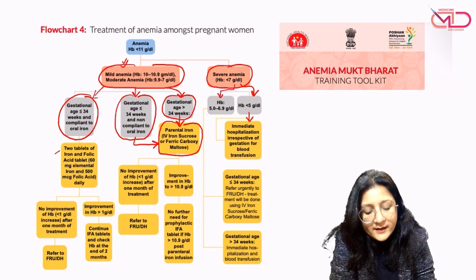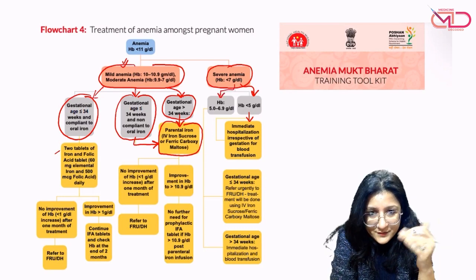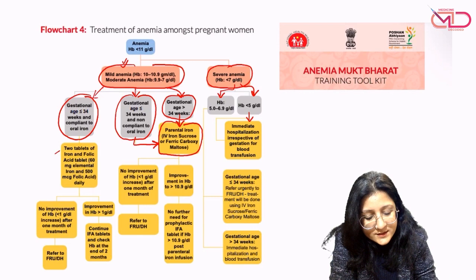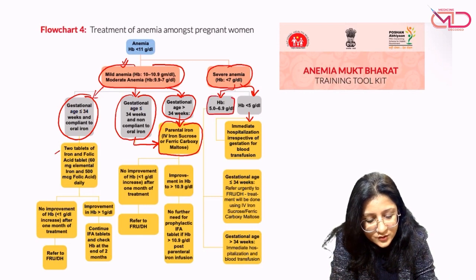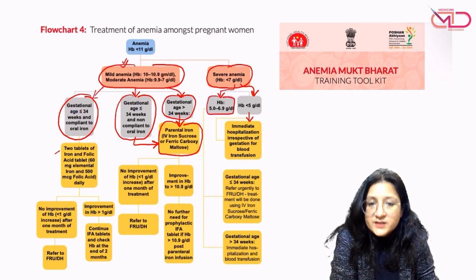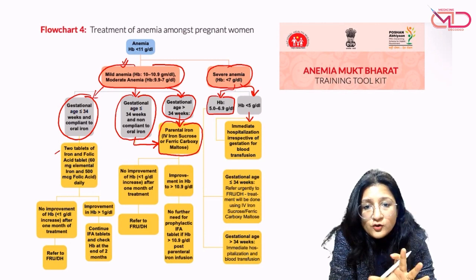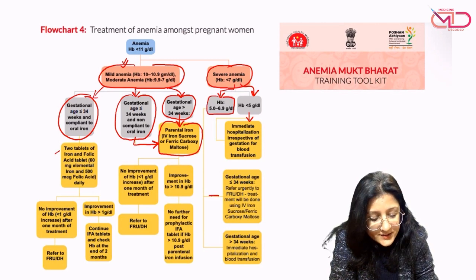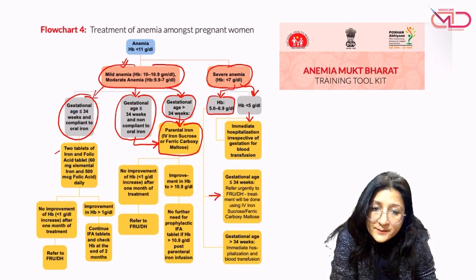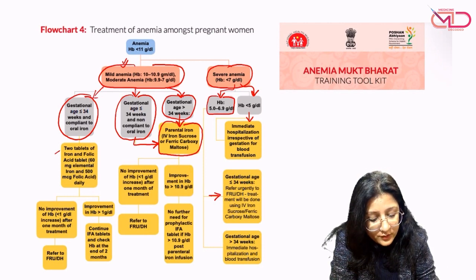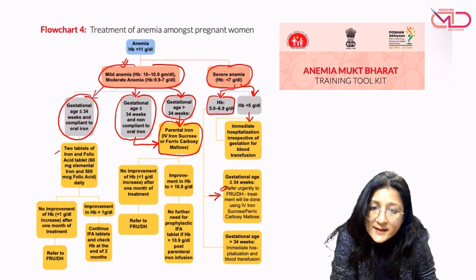And for severe anemia where the hemoglobin is between 5 to 7, let's say, then in that situation, again, we have to see the period of gestation, right? So if the hemoglobin is between 5 to 6 and she is less than 34, right, then again, she will have to go for a referral immediately, right?